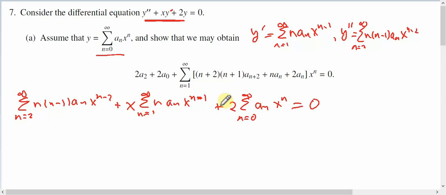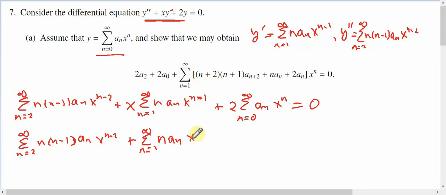First, I'm going to take these things that are outside the series to the inside. So here's n equal 2 to infinity. This one doesn't have anything on the outside, so I'll leave it alone for now. And I get that, and then bringing this x in, it bumps that power up by 1, so I get sum n equal 1 to infinity, n a_n x^n, and then the 2 goes inside that one. n equals 0 to infinity, 2 a_n x^n.